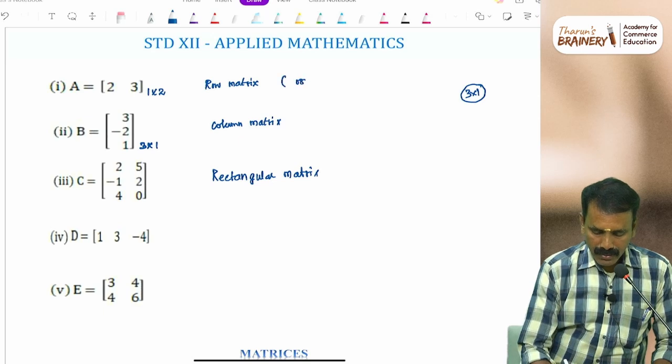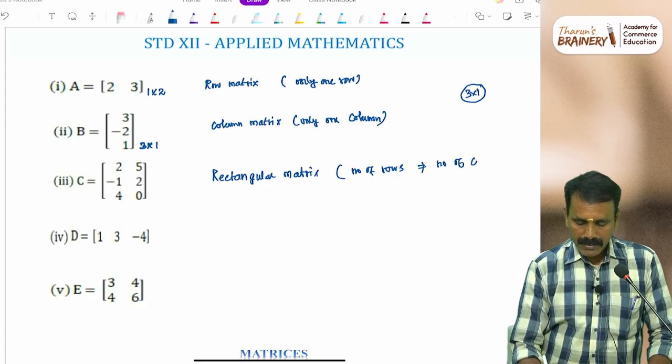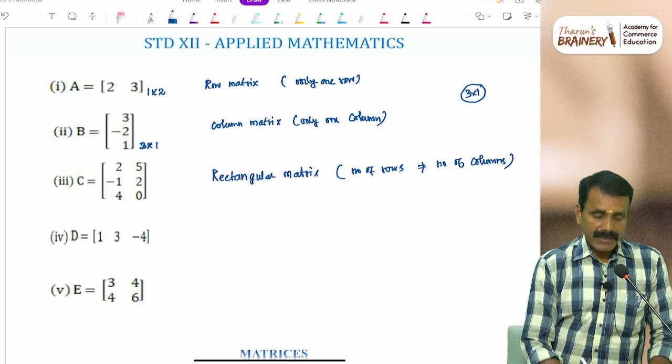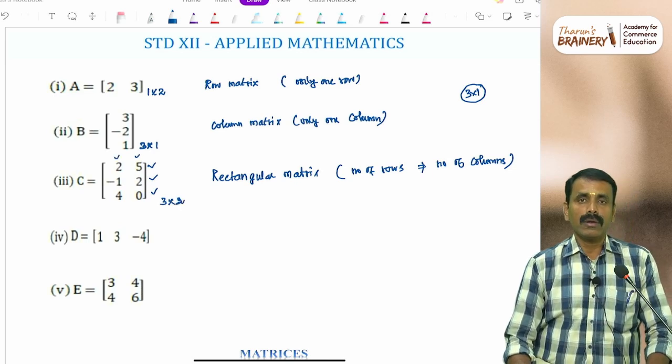Here you can have only one row present. So, it is called a row matrix. Only one column. Rectangular matrix, why? Because the number of rows is not equal to the number of columns. What is the order of the matrix? It is going to have 1, 2, 3, 3 rows, and it is going to have 1, 2, 2 columns. So, 3 rows and 2 columns.